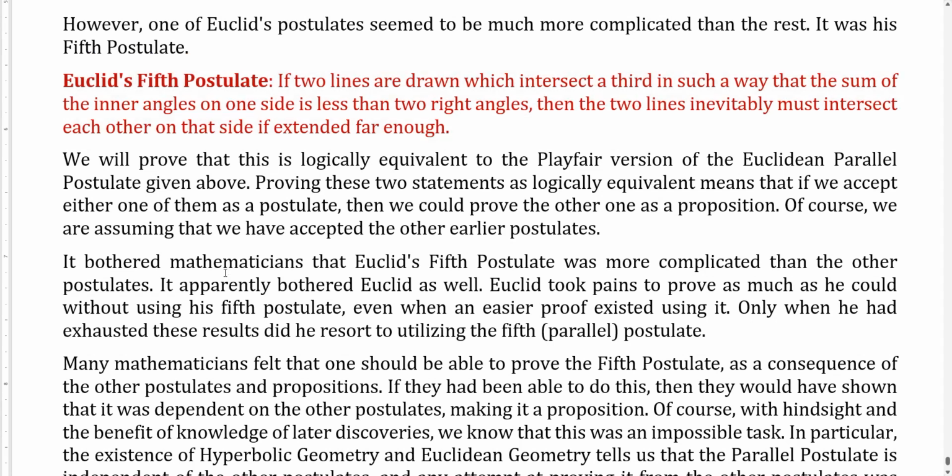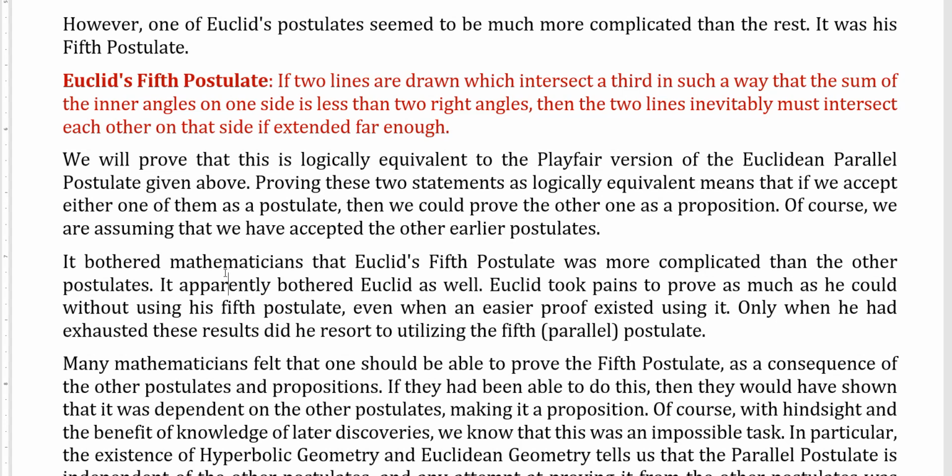If two lines are drawn which intersect a third in such a way that the sum of the inner angles on one side is less than two right angles, then the two lines inevitably must intersect each other on that side if extended far enough. Well, first of all, it's much more wordy, a little more complicated than the way he phrased his other postulates.